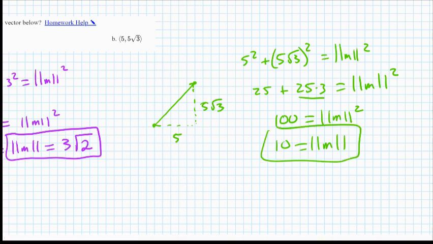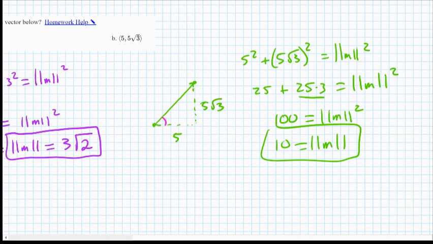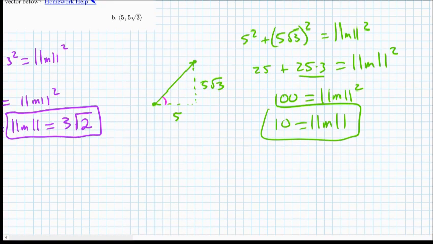Now, direction. Actually, this one is a 30, 60, 90. I know that just by looking at it, but again, I'm going to go through the way of solving it if it weren't a special triangle. But in this case here, I would say tangent of whatever this angle is, because that will tell me the direction, equals the opposite side over the adjacent side. And then I take the inverse tangent of both sides.